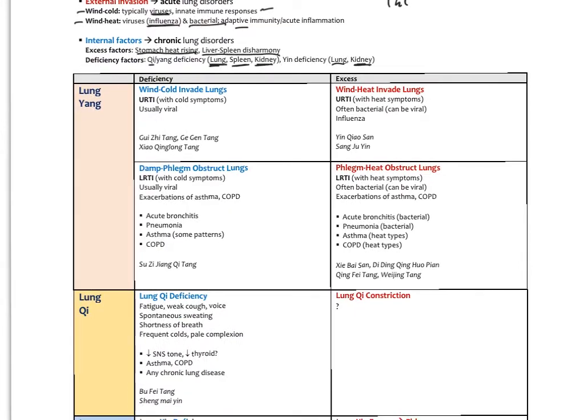So we can think of the lung yang, again, as the metabolism of the lungs, the arterial blood flow, the metabolic activity. When that lung yang is deficient, we can have a wind-cold invasion of the lungs, maybe with damp phlegm obstructing, and that would be your typical upper respiratory tract infection, URI or URTI. And then more on the excess side, we can have the wind-heat invasion, and those are typically URIs with more heat symptoms. Typically they're viral, but in some instances we can have bacterial. Influenza might be in that category as well.